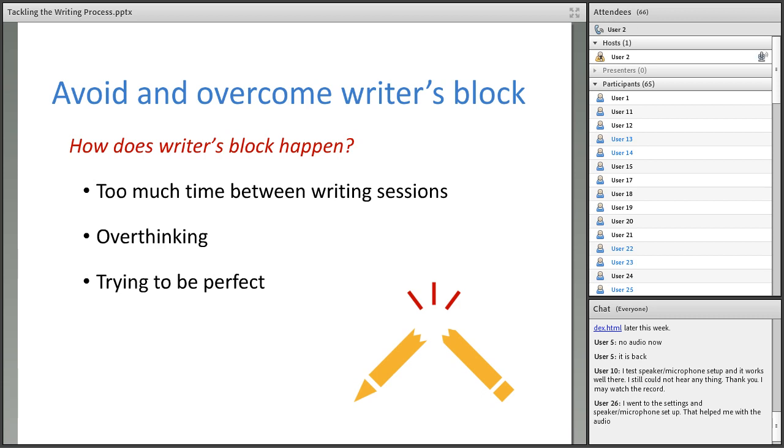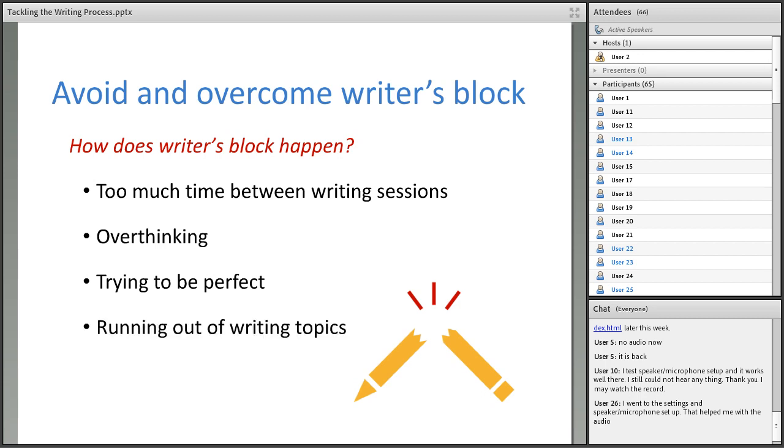Trying to be perfect. Don't do this when you're writing. Perfection in small things, such as spelling, punctuation, and style, isn't the goal. Instead, you should aim for accuracy and clarity. A good quote to keep in mind is that writing is thinking, not thinking about writing. Another one is that perfection is the enemy of done.